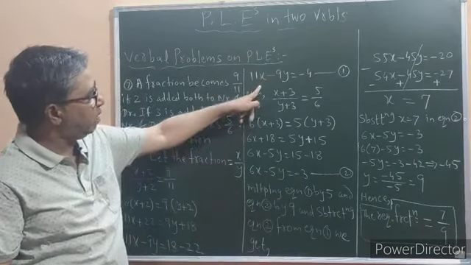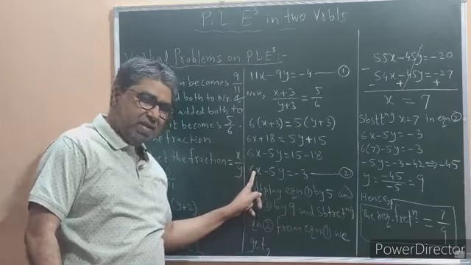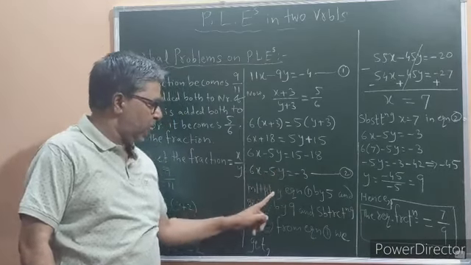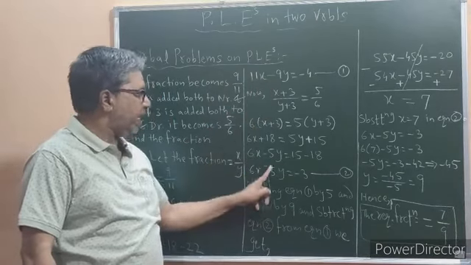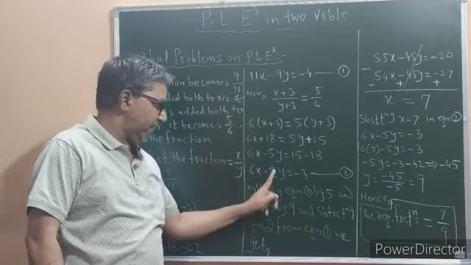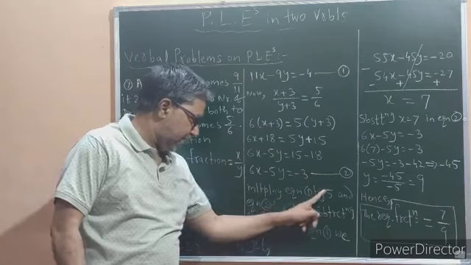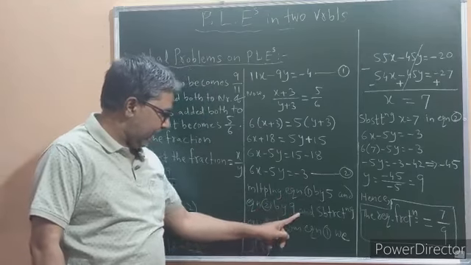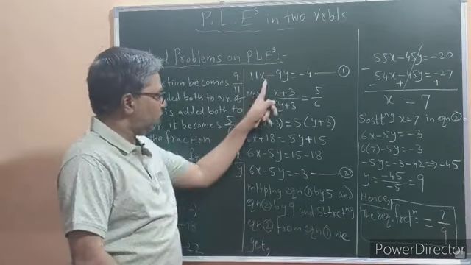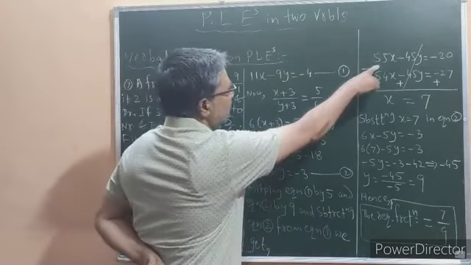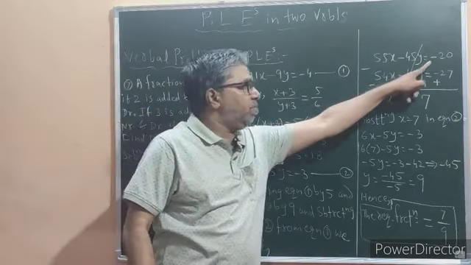Now equation number 1 is 11x minus 9y is equal to minus 4, and equation number 2 is 6x minus 5y is equal to minus 3. Now to eliminate y, we have to multiply equation 1 by 5 and equation 2 by 9, and we have to subtract equation 2 from equation 1. Multiply equation 1 by 5: 5 11s are 55x minus 5 9s are 45y is equal to 5 4s are minus 20.